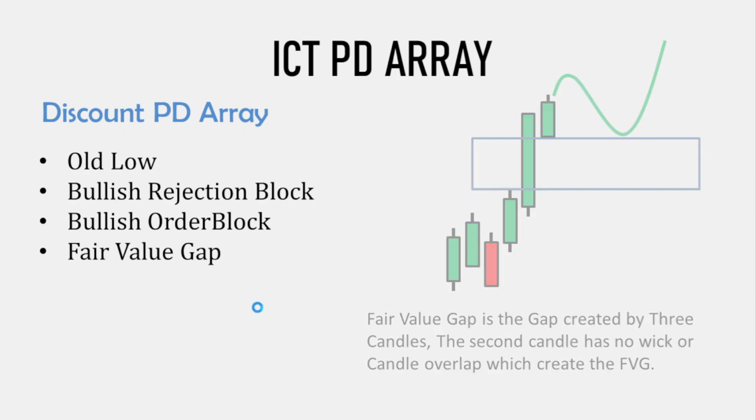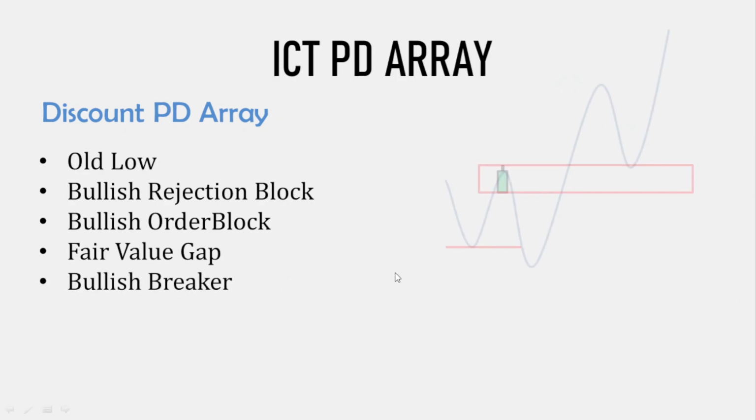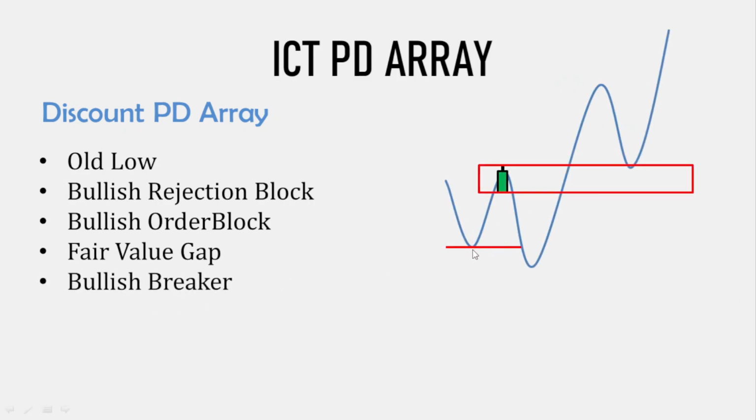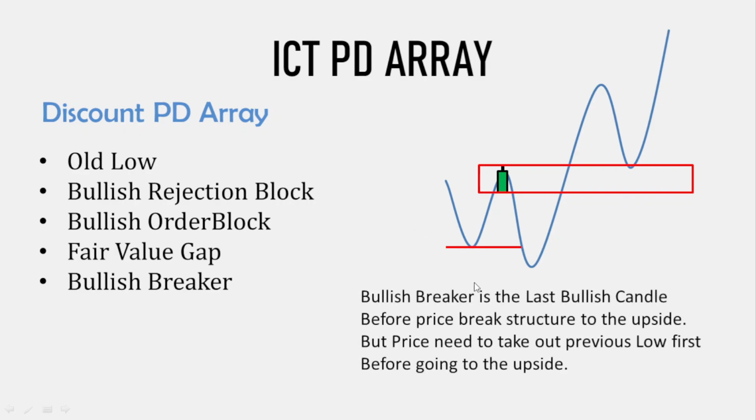Next one, we have the bullish breaker, right? Similar to a bearish breaker, we want to see this low coming down take out the low first before continuing to the upside and breaking the structure. Coming back to it and looking for that long entry. It has to take out the previous low first. So that is a bullish breaker.